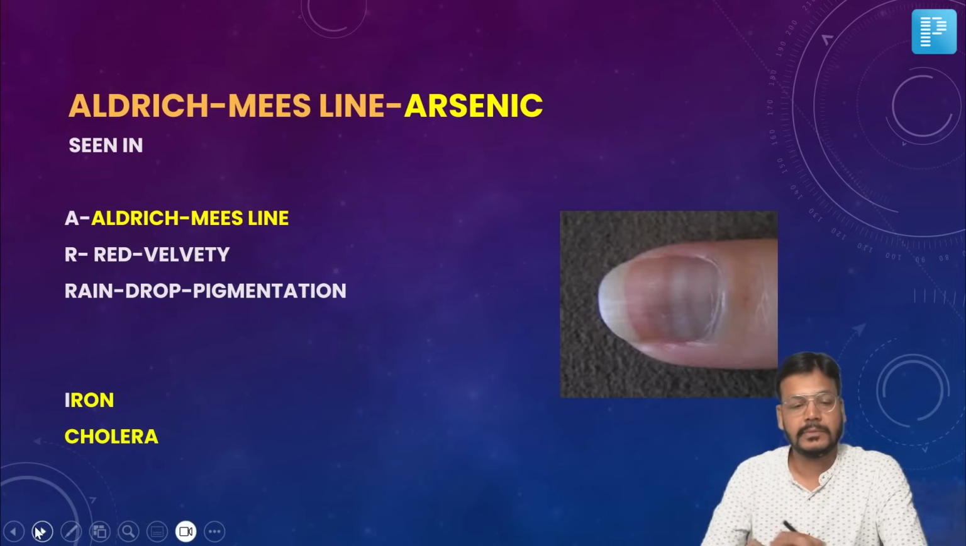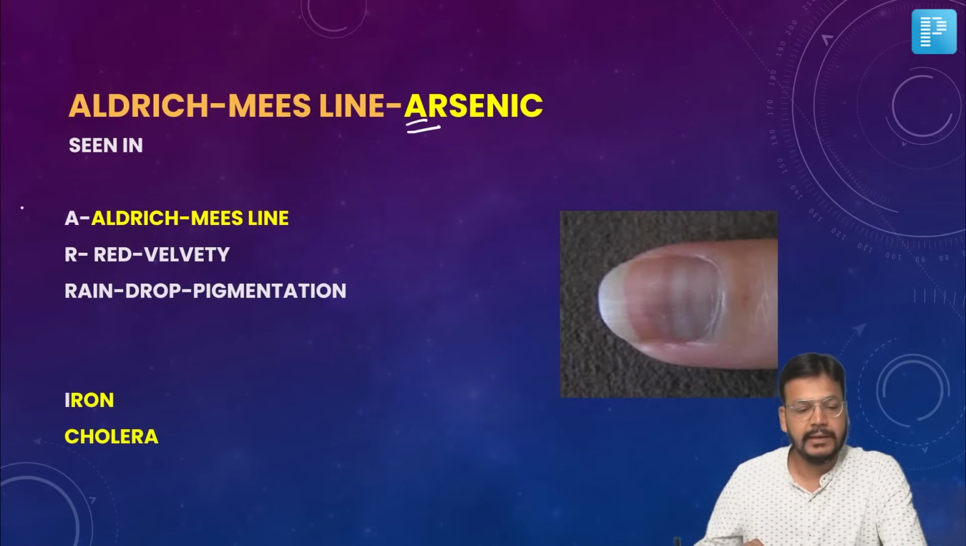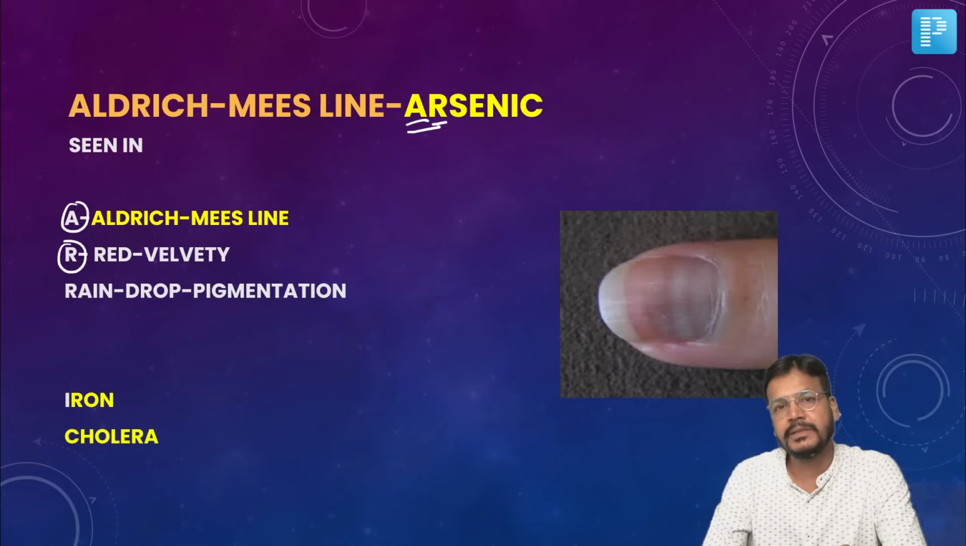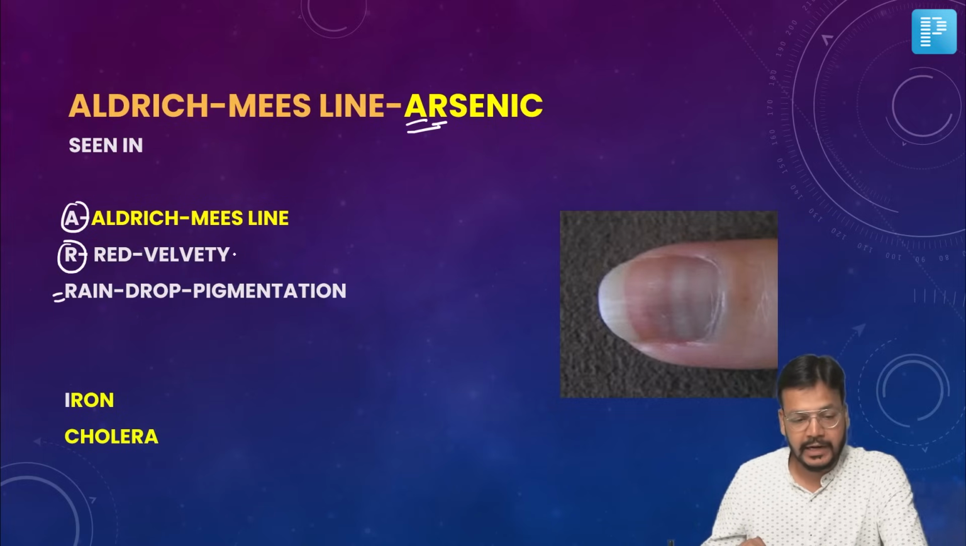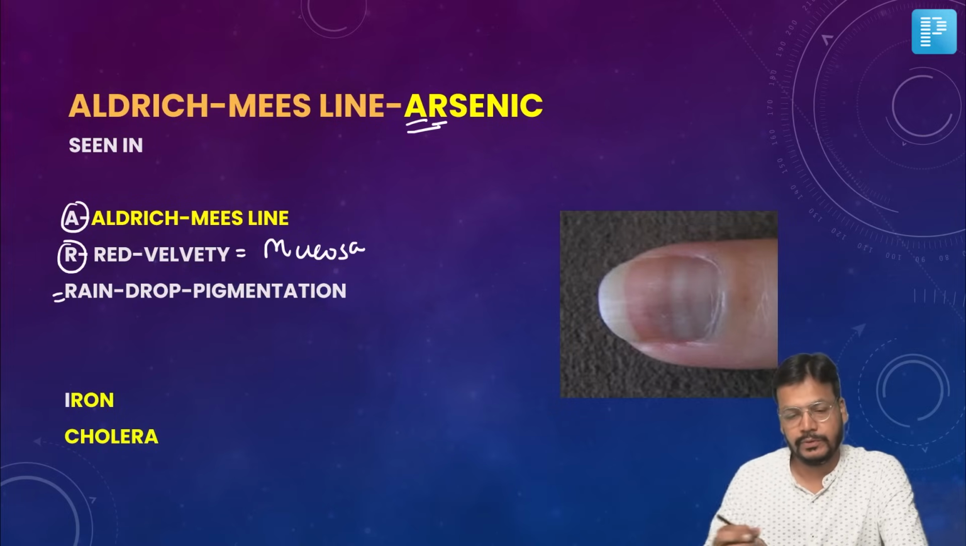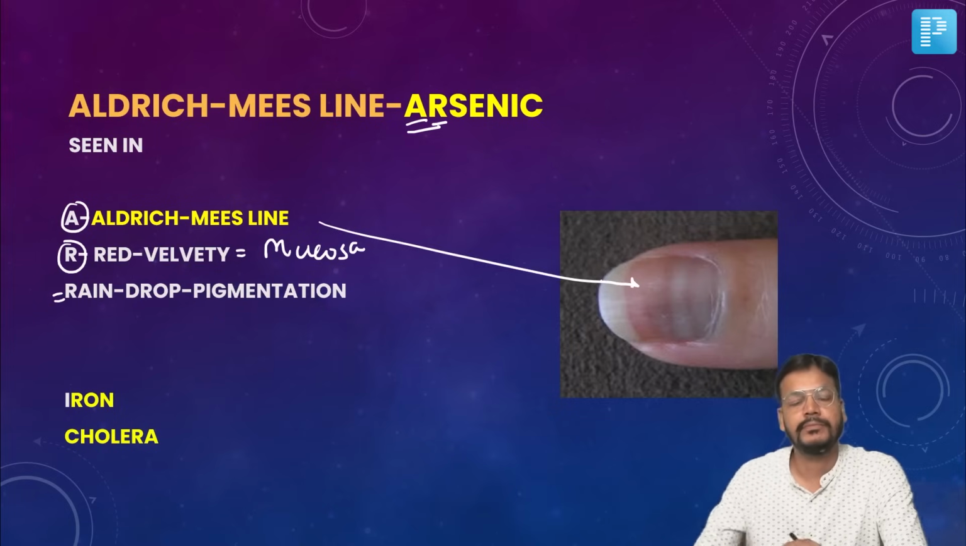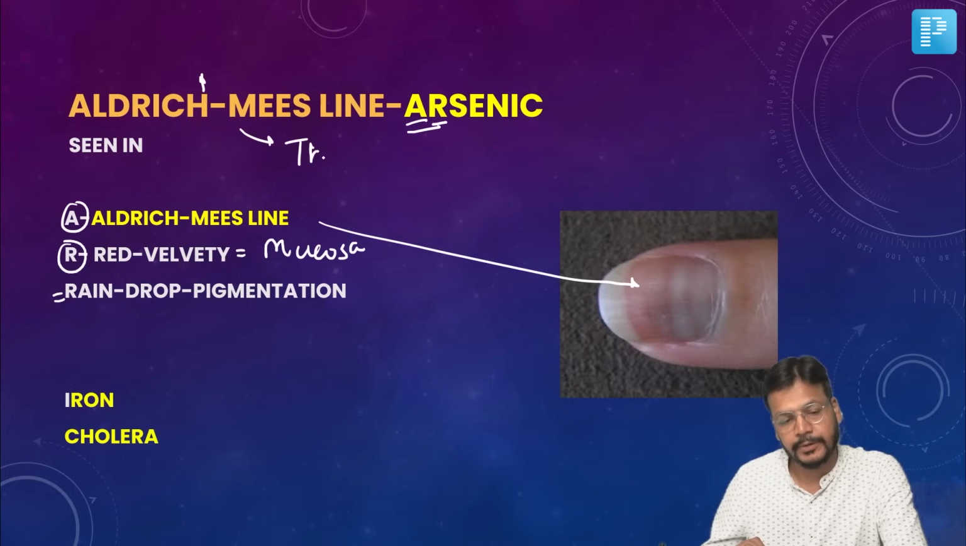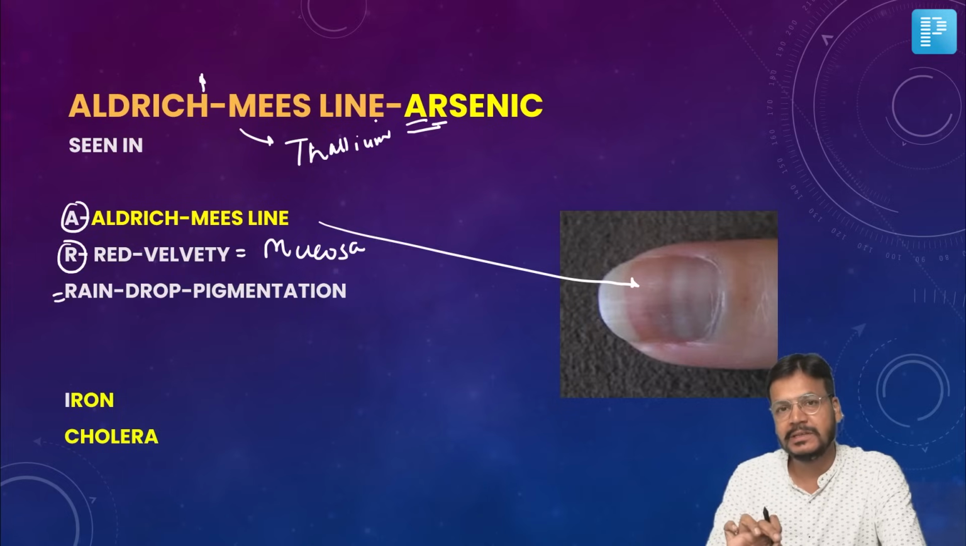Next, arsenic. AR. The first two letters are AR. Aldrich-Mees line is present in arsenic. A, R. Red velvety mucosa, that is R. Raindrop pigmentation. So you can see this is Aldrich-Mees line. And Aldrich-Mees line, I already told you today, is also present in thallium poisoning. But you can remember AR: Aldrich-Mees line, red velvety mucosa, and raindrop pigmentation.